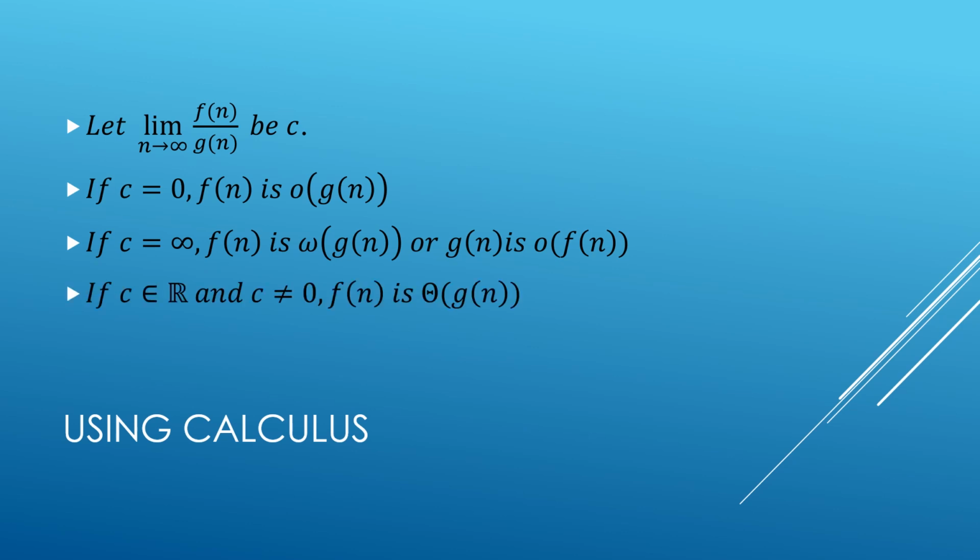If C is a member of R and C is not equal to 0, this means the limit is not 0, the limit is not infinity, the limit is some other number. How will this happen? Two functions are racing towards infinity and they are doing so at nearly equal speeds. Then f(n) is theta of g(n).